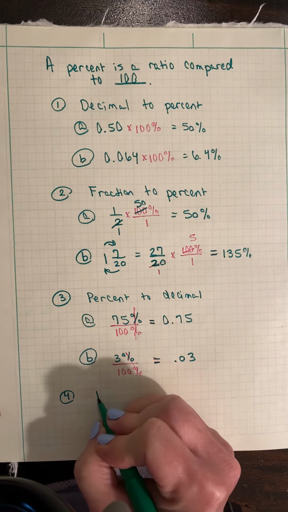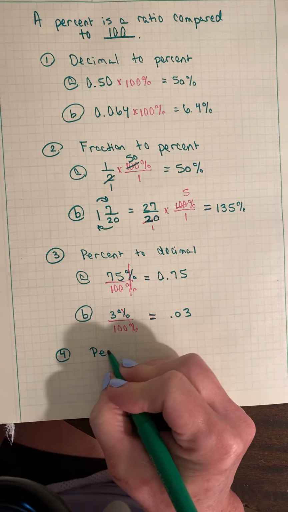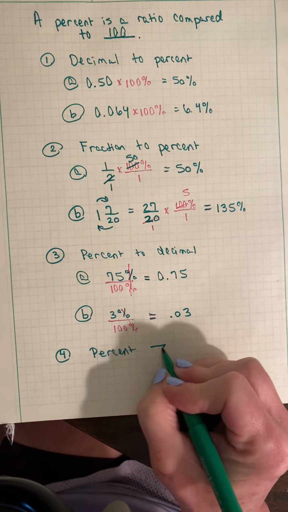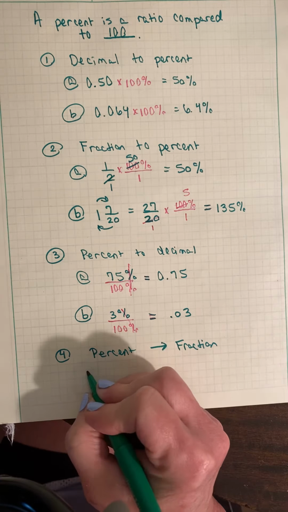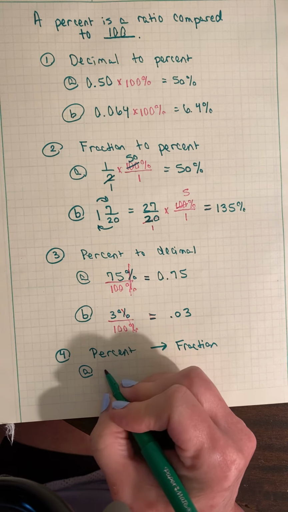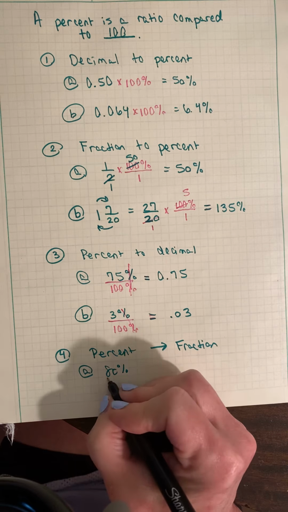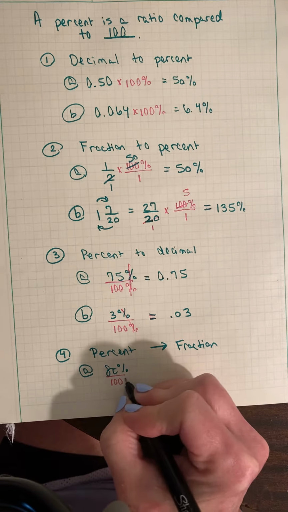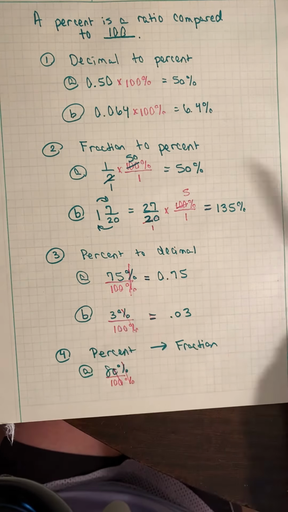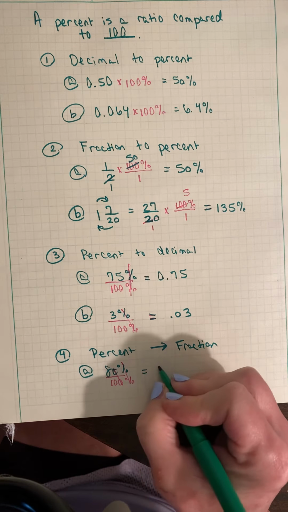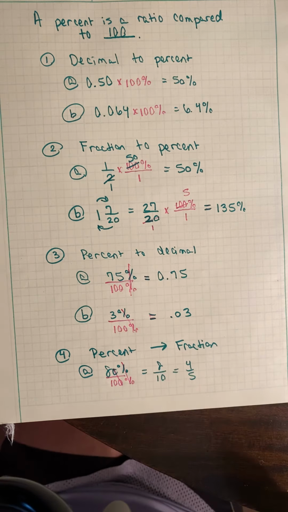Same thing with a fraction. If I want to do a percent back to a fraction, okay, let's say I have 80%. I'll put that over 100. My percents cancel out. Well, I can also cancel out zeros, which gives me 8 over 10. And of course, that reduces to 4/5.